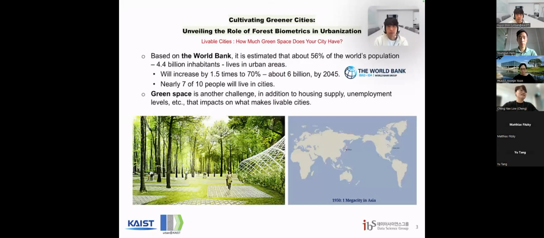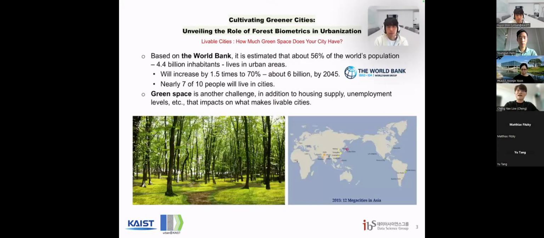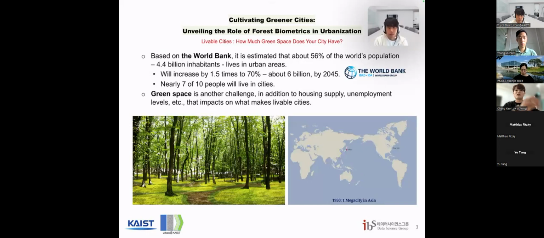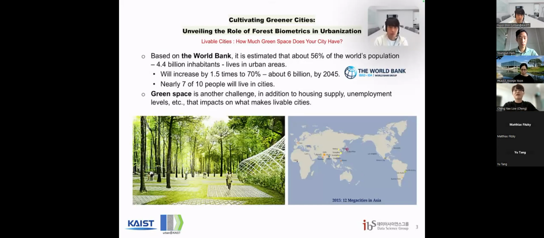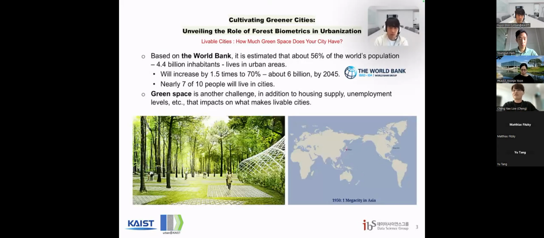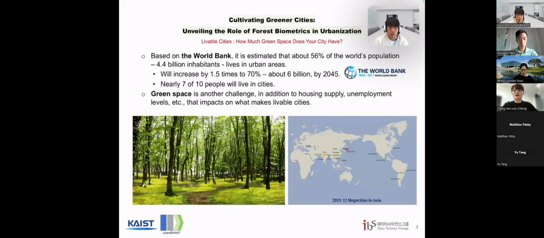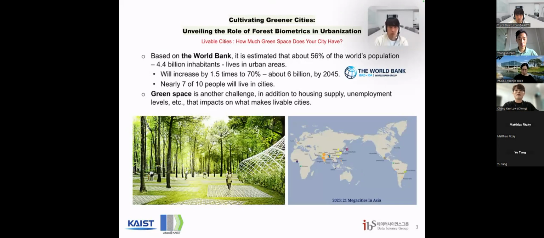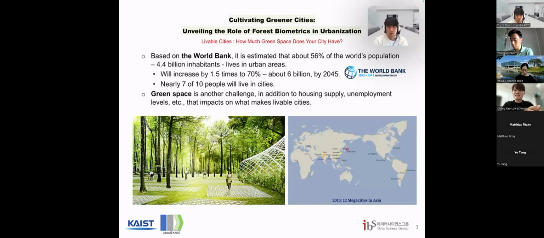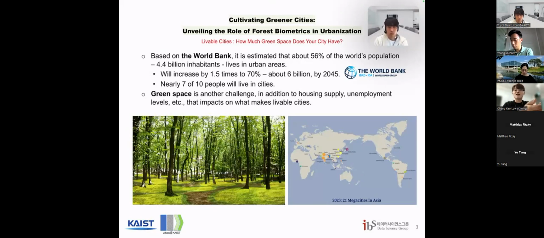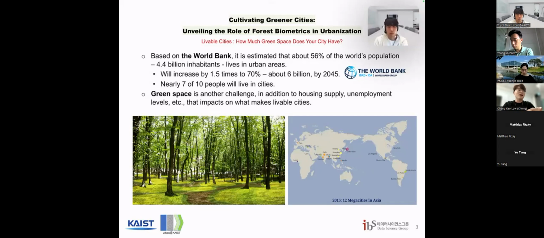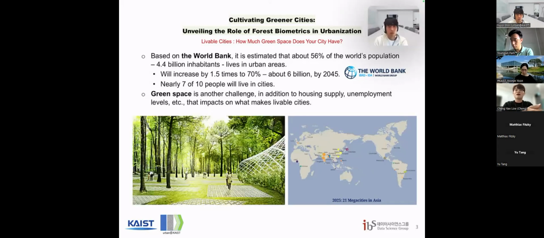These are some statistics based on the World Bank report. It is estimated that about 56% of the world population concentrates in urban areas, and this figure will increase by 1.5 times to 70%, which is about 6 million. Probably 7 out of 10 people will live in cities, and this causes a lot of challenges to local governments, including green space, which is very important to bring well-being to humans.